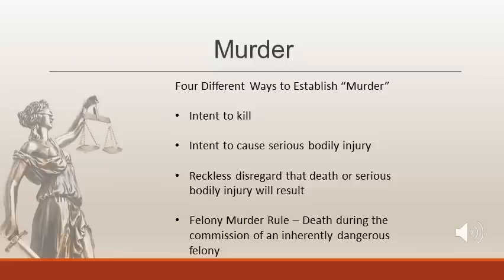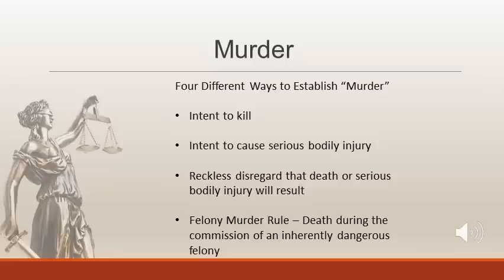The last way to establish murder is what we call the felony murder rule. The felony murder rule says that if someone dies during the commission of an inherently dangerous felony, then you are at murder. If someone dies during the commission of an inherently dangerous felony, then it's murder.